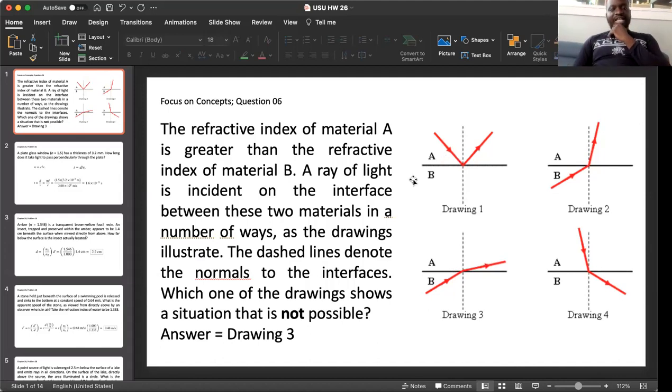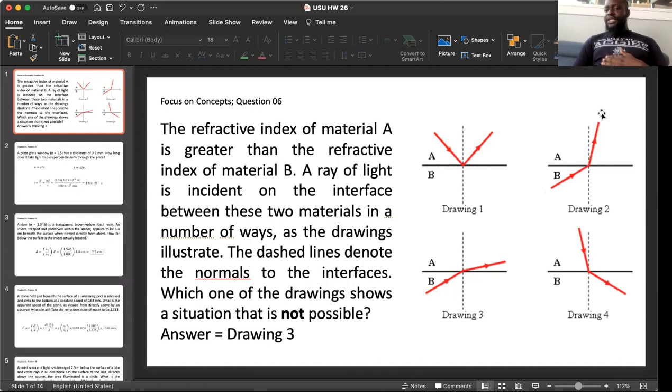So if A has a higher refractive index than B, they give us some drawings, and the dashed lines denote the normals. Which of the drawings shows a situation that is not possible? So reflection is possible. We can have partial reflection, even if the light is traveling from a greater to a lesser or lesser to a greater.